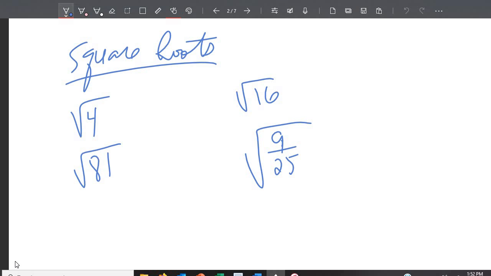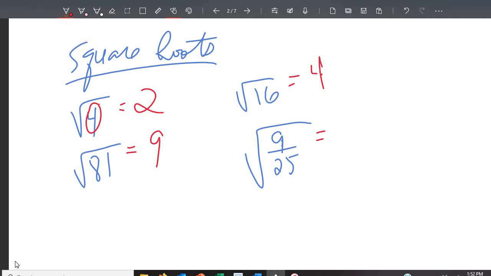So if I have 4, what do I square to equal 4? And the answer is 2. So we know the square root of 4 is 2. We know the square root of 81 is 9. 9 times 9 is 81. We know the square root of 16, I hope, is 4. 4 times 4 is 16.